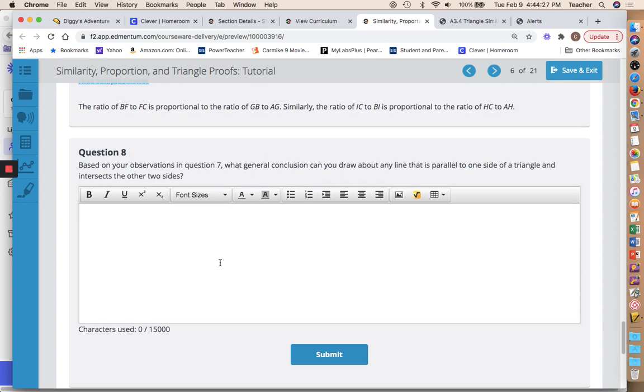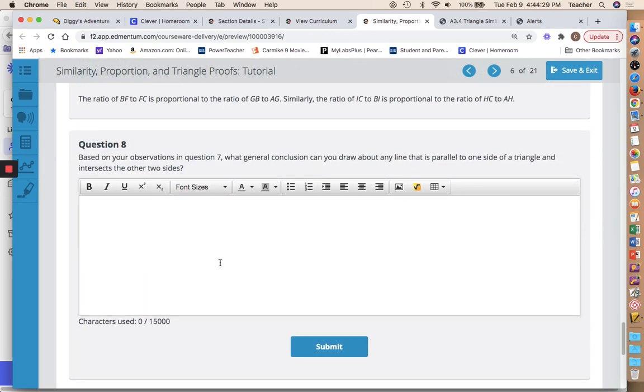All right, question 8. This is the last one. Yay! Based on your observation in question 7, what general conclusion can you draw about any line that is parallel to one side of a triangle and intersects the other two sides? Well, I've said it once. I'll say it again. Sides of similar triangles are proportional.